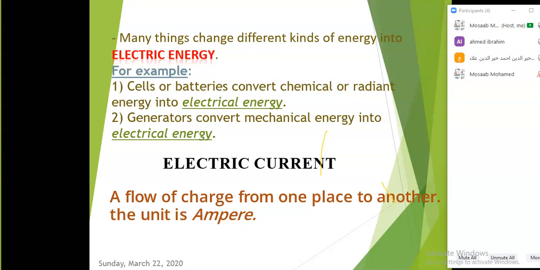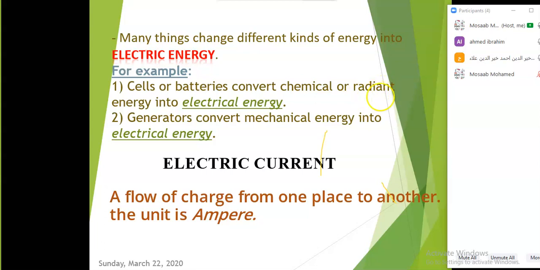We can do this, for example, with cells. Cells here means batteries. What are batteries doing? Batteries convert chemical energy or radiant energy into electrical energy. Batteries convert chemical energy, which is stored in the battery by chemical reactions, into electrical energy. Or radiant energy.